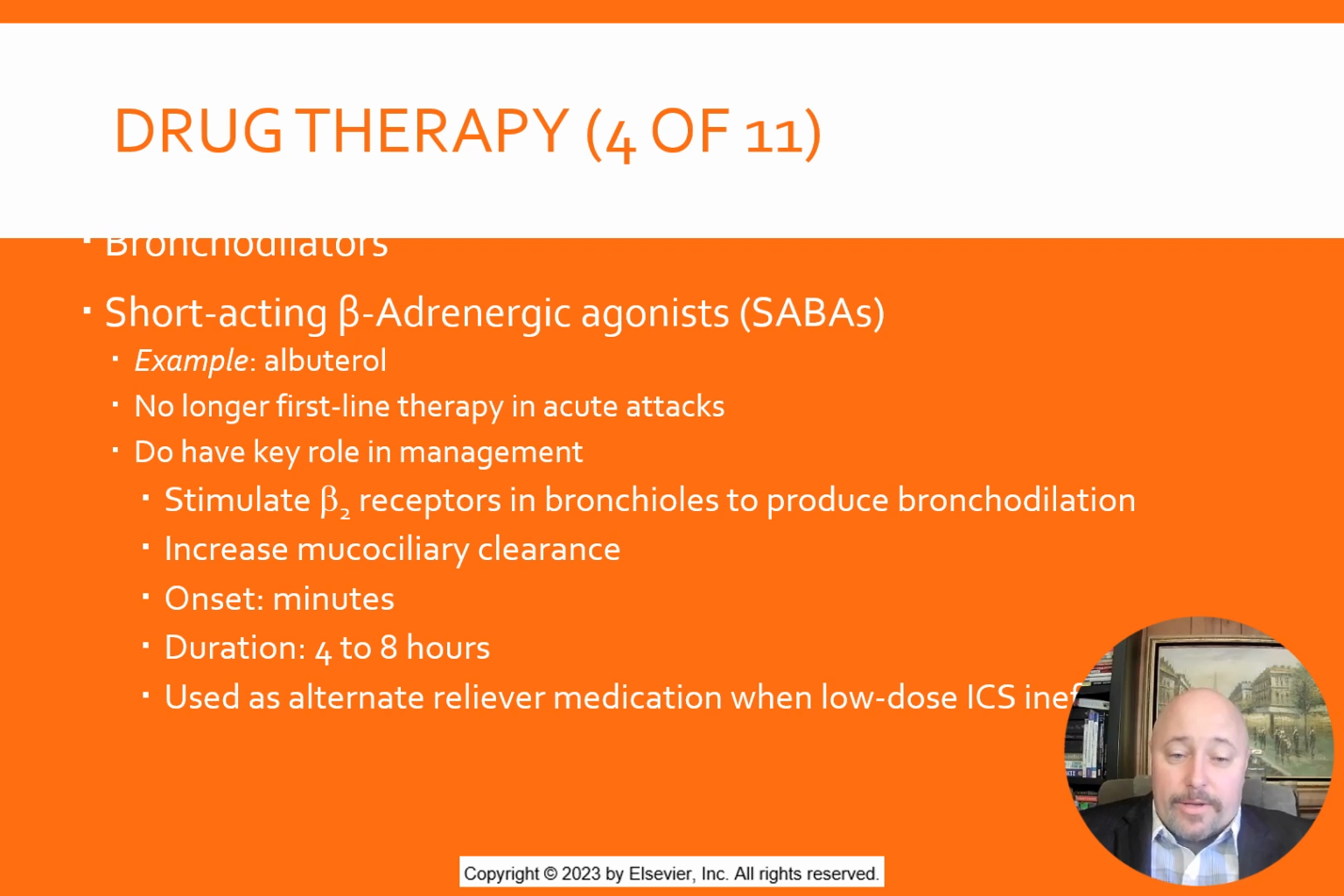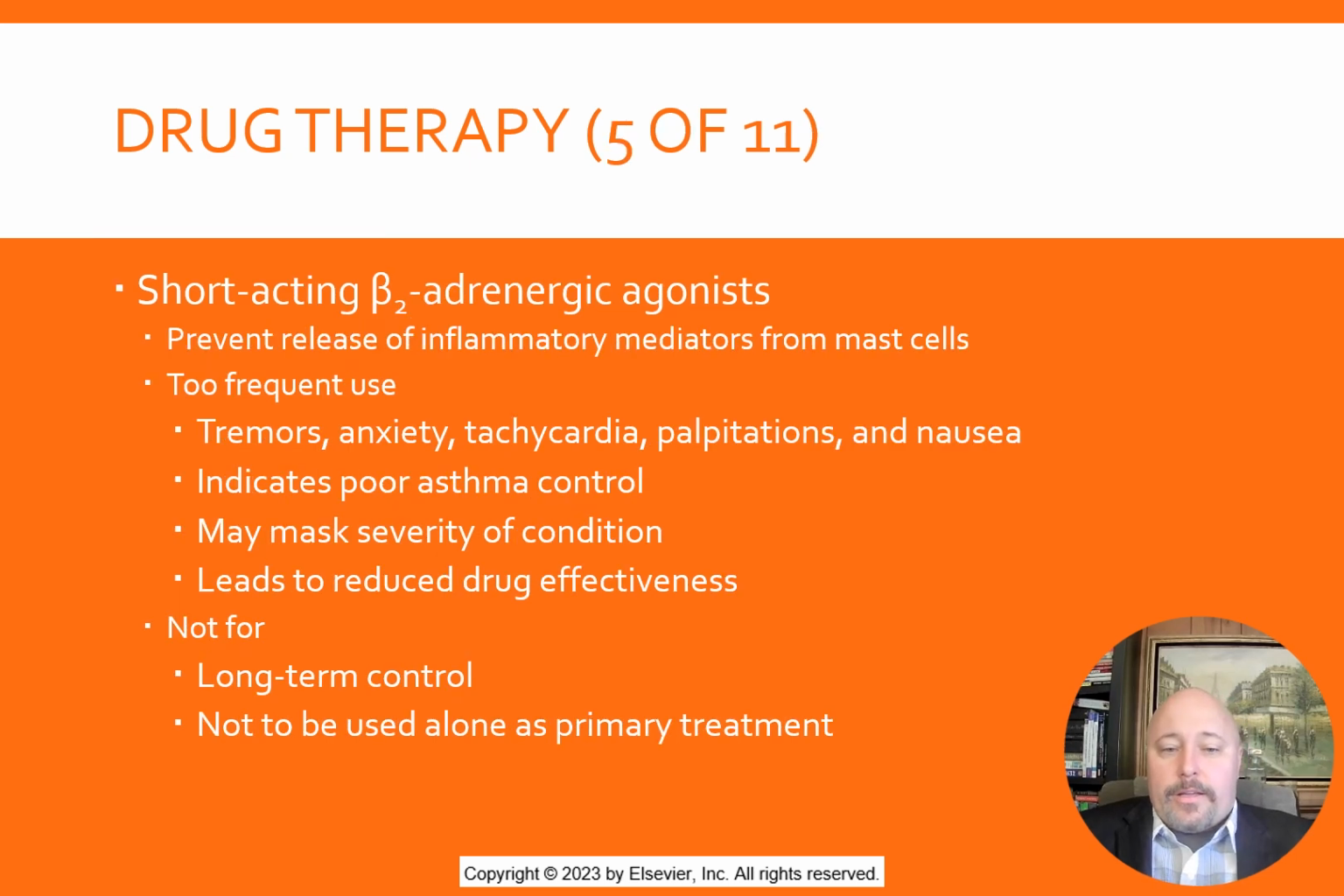They stimulate those beta receptors in the bronchioles to cause bronchodilation. They also increase mucociliary clearance, have an onset within minutes, and a duration of 4 to 8 hours. These short-acting beta agonists prevent the release of inflammatory mediators from mast cells. Though keep in mind, too frequent use can cause tremors, anxiety, tachycardia, palpitations, and nausea. They also indicate poor asthma control and may mask the severity of the condition.